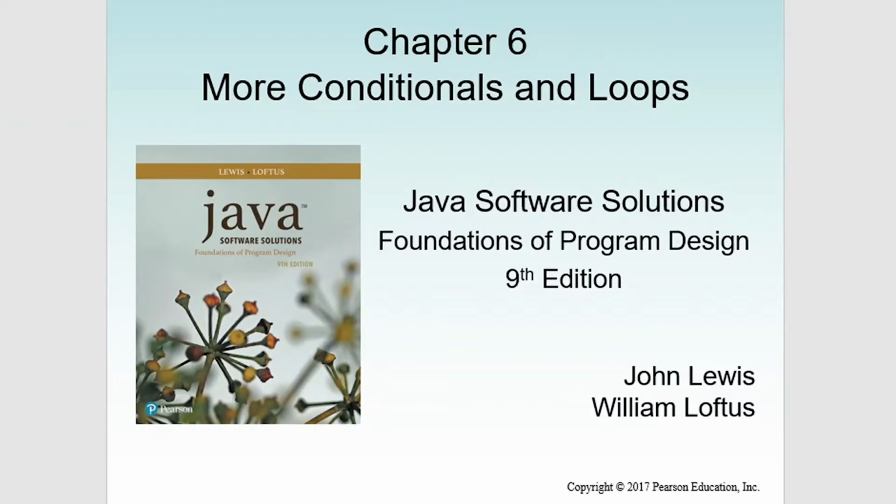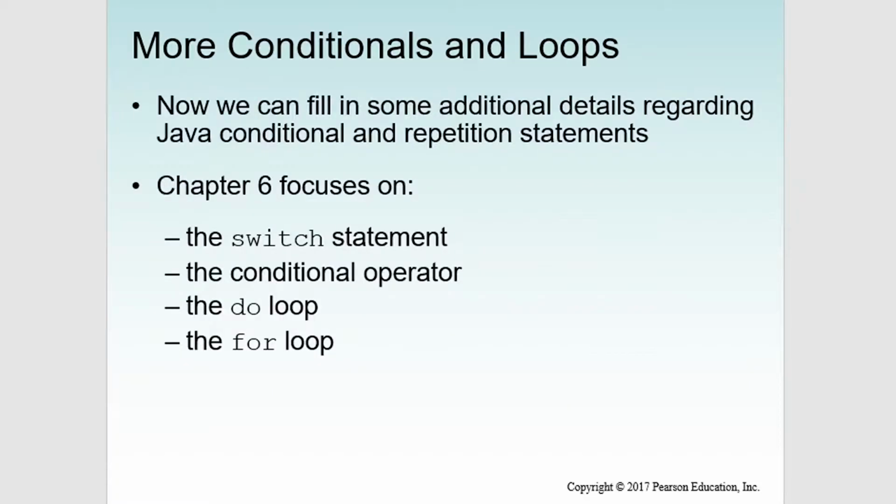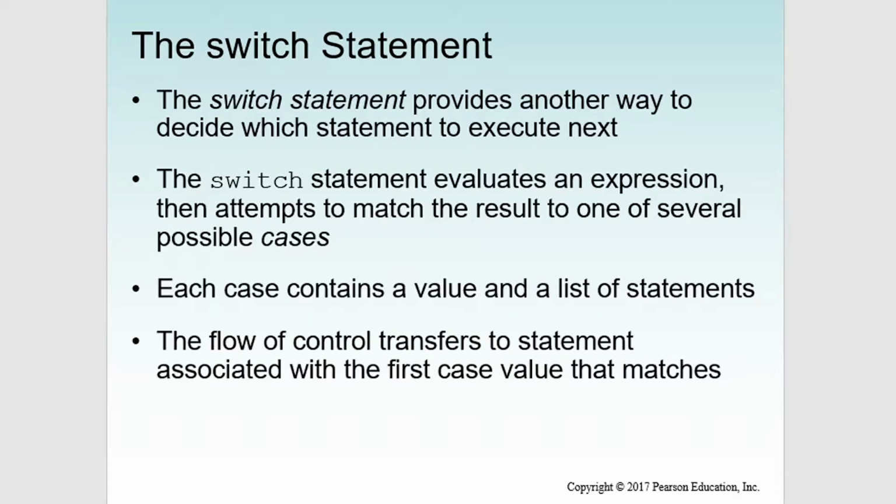So in Chapter 6, we're going to continue talking about conditionals and loops. Chapter 6 focuses on the switch statement, the conditional operator, the do loop, and the for loop. The switch statement. The switch statement provides another way to decide which statement to execute next.